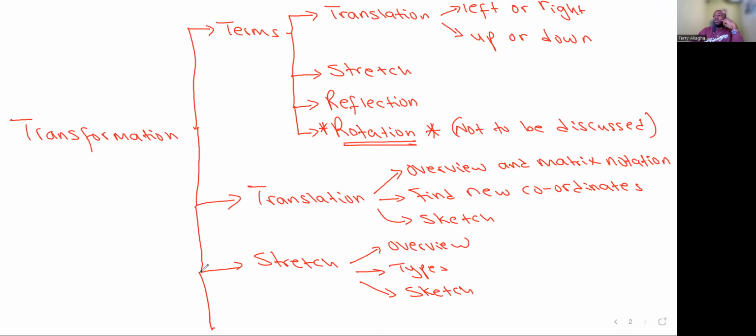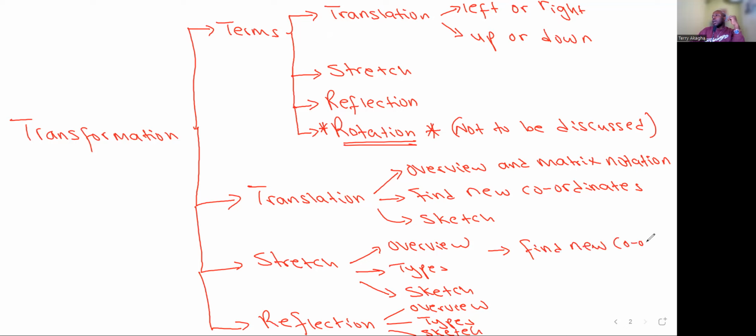Then finally, I also talk about reflection. Similarly to what we do, I'll give you an overview of reflection as well. We're going to play with the types of reflection, and also we're going to sketch as well. Another thing I'm going to talk about is finding new coordinates for both of them. So for stretching, I will show you how to find a new coordinate, okay? And also for reflection, I'll show you how to find new coordinates. So I'm going to show you for both of them.